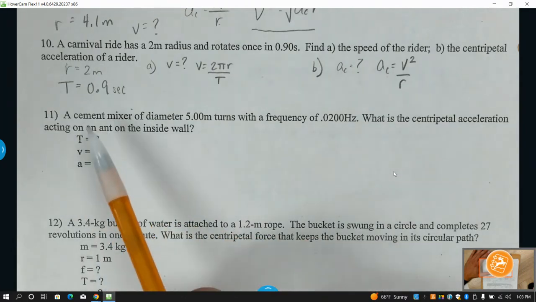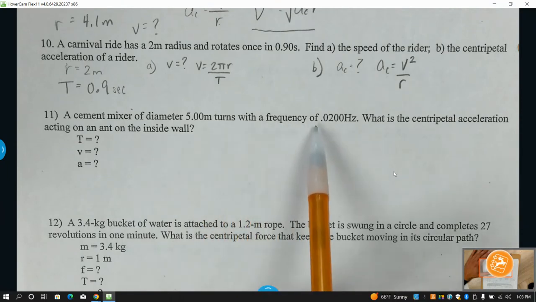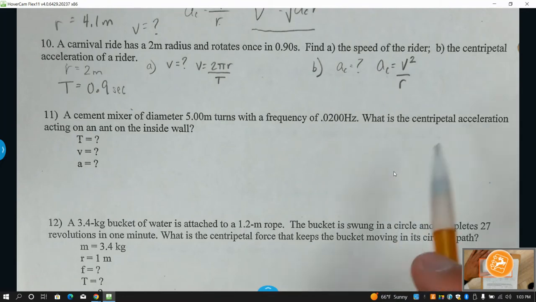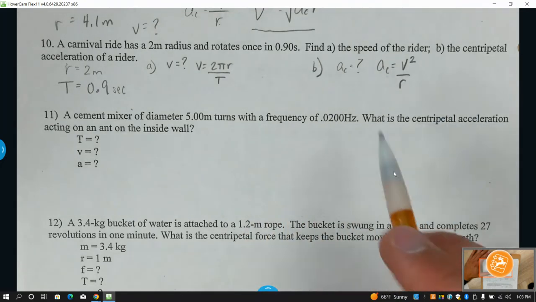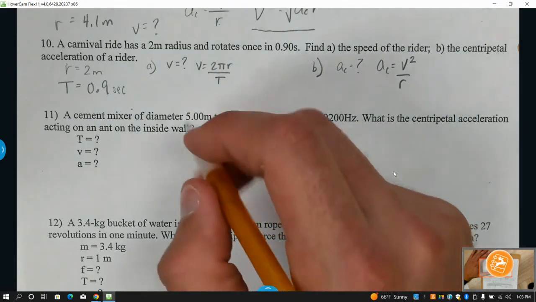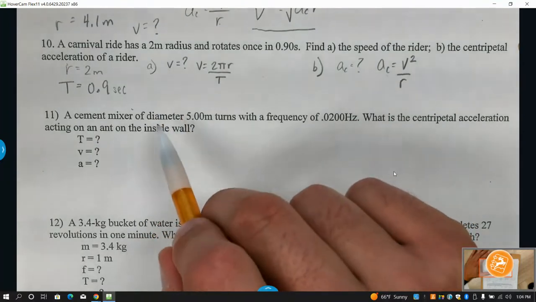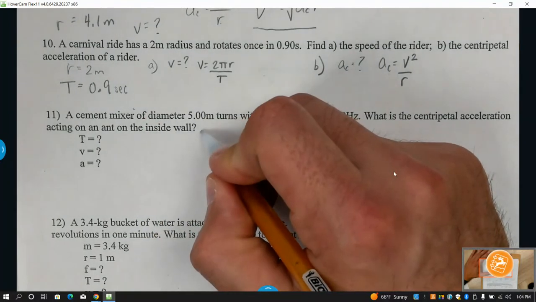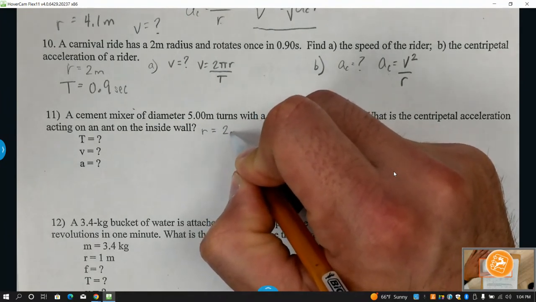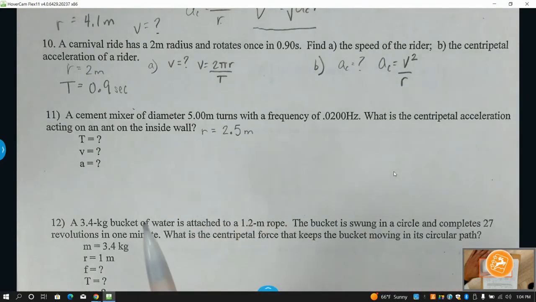Number 11, let's read this. Cement mixer that has a diameter of 5 meters turns with a frequency of 0.0200 hertz. What is the centripetal acceleration acting on an inside wall? So they give us diameter, guys. Again, we talked about it on the front side. How do you find radius from diameter? You take half of it. So the radius, instead of it being 5, should be 2.5. So you're going to need that.